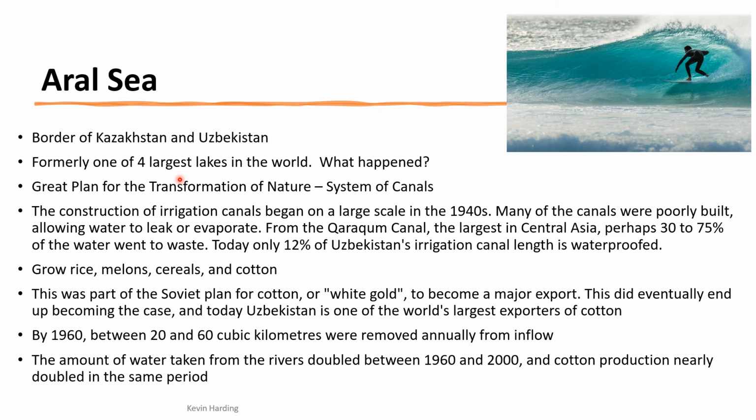What happened was that in the 1940s, or maybe probably earlier, there was a plan called the Great Plan for Transformation of Nature. And the idea was to have a whole system of canals. There's a whole lot of free water, or free, I suppose. Is it free? Isn't it free? There's this water that's available. So let's use a system of canals and start building canals to supply the farmers in the local areas. So this construction started roughly in the 1940s, and it was a system of many canals.